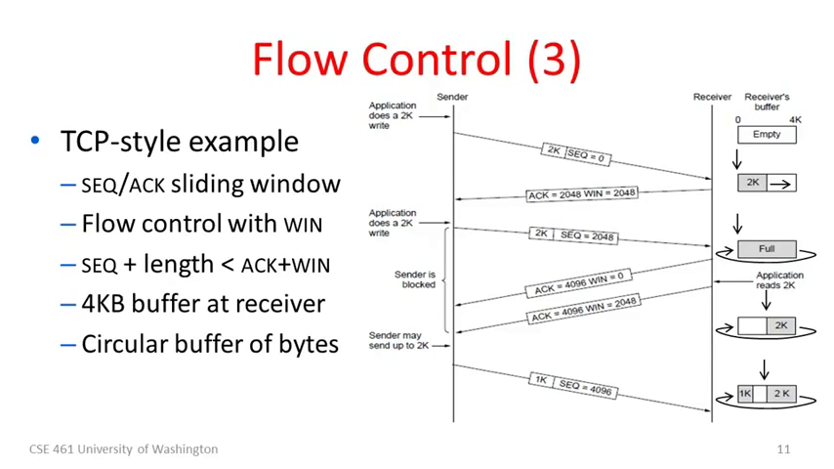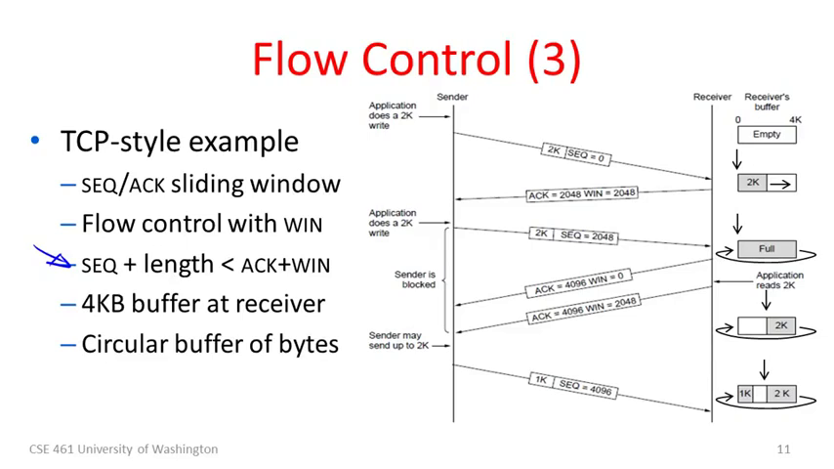The flow control window is carried in a variable called win. And the invariant that we need for flow control is that the byte sequence number plus the number of bytes we carry in a segment needs to be less than the ACK number plus the flow control window. Because if it's larger than that, it may not fit in the buffer on the other side.